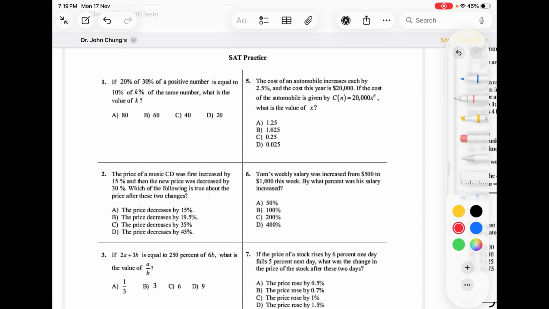Question number 5. The cost of the automobile increased by 2.5% and the cost of this year is $20,000. If the cost of the automobile is this, what is the value of x? Now see, it increases by 2.5%. It means it becomes 102.5%. That is, the multiplier will be 1.025. That is, the right answer is B.